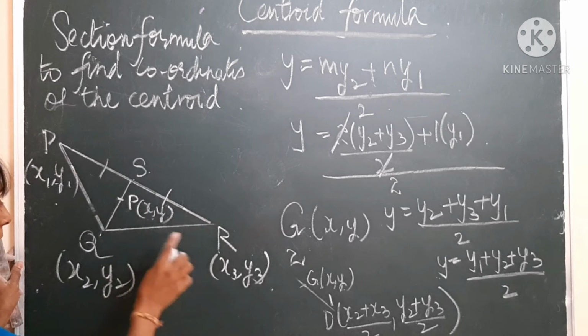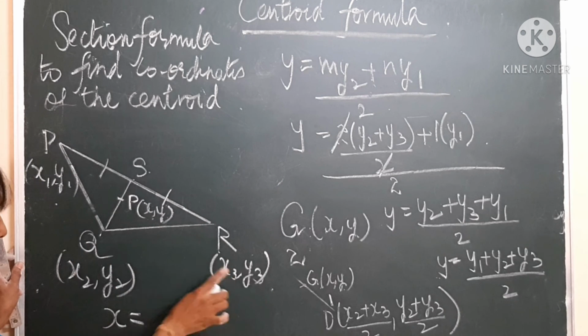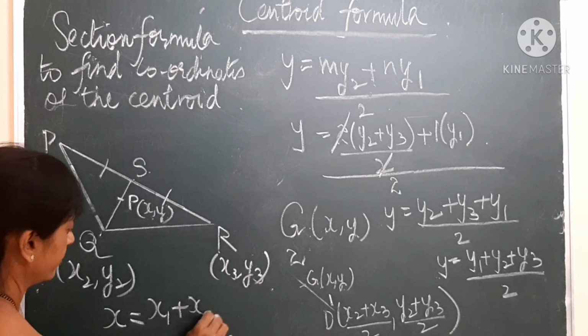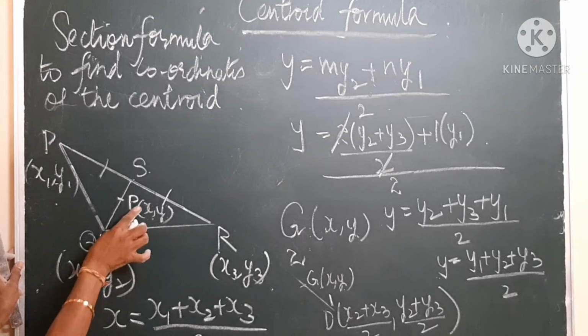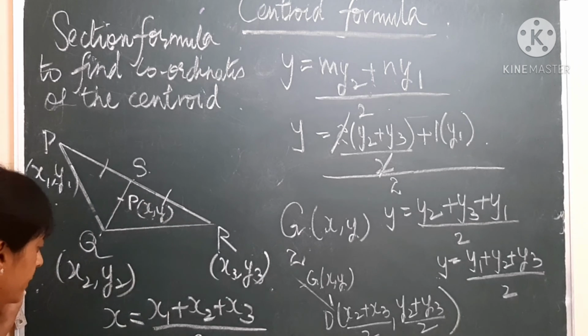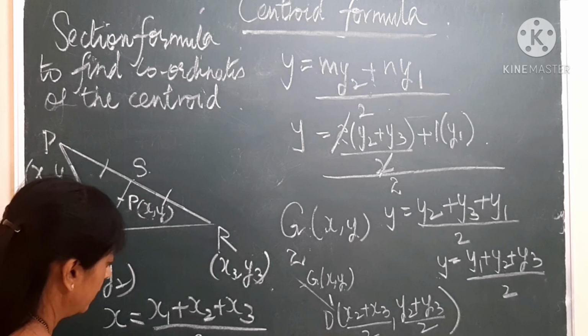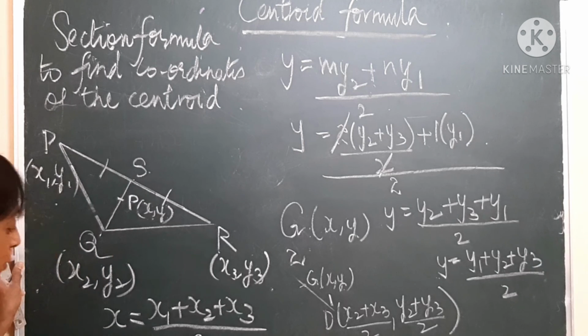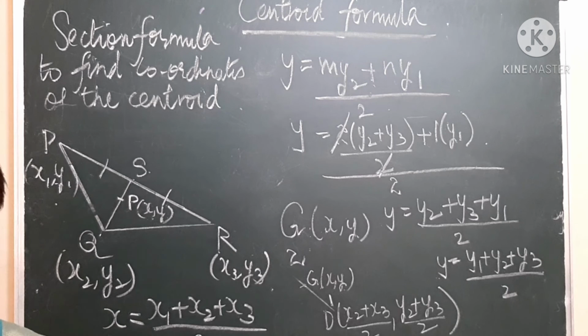How do we calculate? So it is simple. X will be equal to (x1 plus x2 plus x3) upon 3, which will give me the numerical value of the x coordinate of the centroid, and y will be (y1 plus y2 plus y3) upon 3, which will give me the numerical value of the y coordinate of the centroid. So this was the centroid formula.